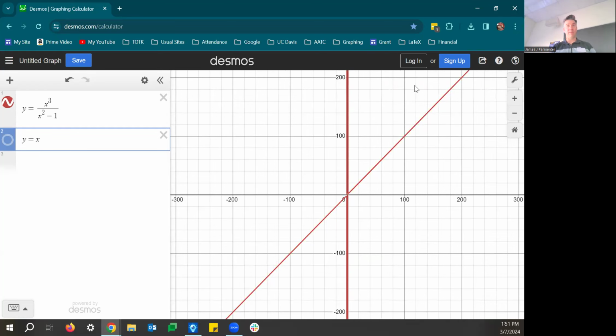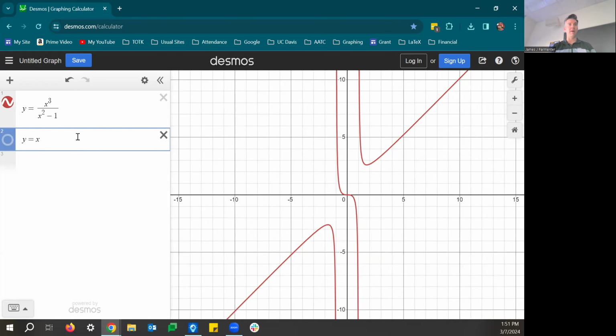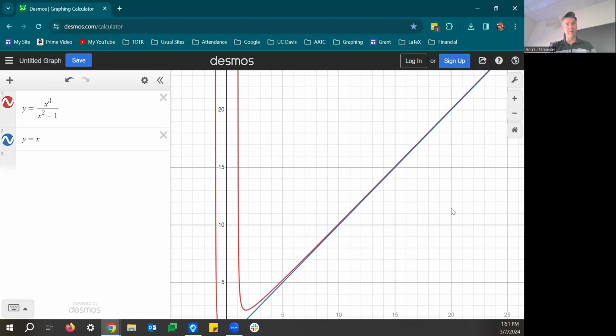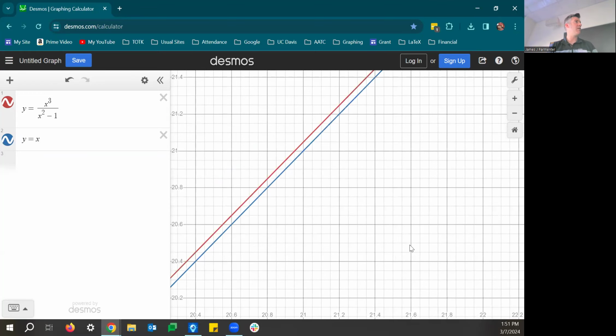It looks pretty much like y equals x, even though when you zoom in, there is always going to be some small amount of separation between those two functions. They look like they're on top of each other, but if you zoomed in close enough, you can see that there's separation. So you're just getting closer and closer to that, but not actually equal to that.